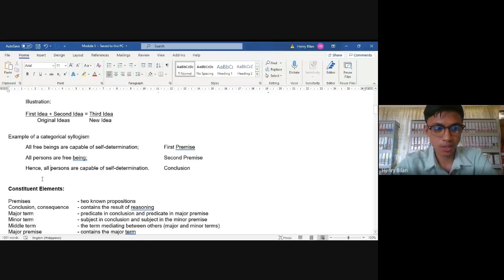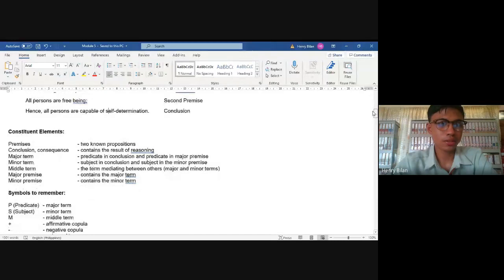We call the first proposition as first premise. Ito. First premise ang tawag natin dyan. Next, the second one is second premise. And the third one is conclusion. Is there a time that the first and second premise will be interchanged? Wala. Mauna pa rin yung first, kaya nga first, okay? So you cannot interchange the position or the arrangement of these three propositions. Ganon at ganon. First, second, and then conclusion. I hope that is clear.